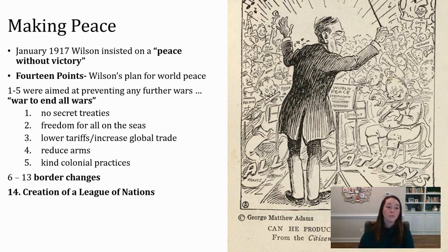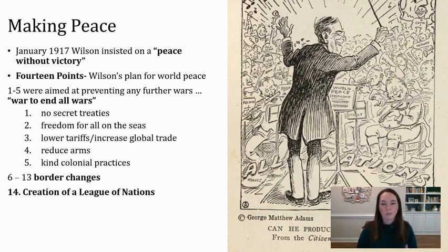The first 5 of his 14 points focused on creating an environment that would prevent something like this from happening again. Because remember, the things that led up to the war could have been easily prevented. So no secret treaties, freedom of the seas. They wanted to lower tariffs, and that's in line with Democratic policy, because if you're trading with these countries, you're less likely to go to war with them. We need to reduce arms, so attacking that militarism, and kinder colonial practices. That one is kind of funny because the United States now has protectorates and territories that we acquired. And so it was pretty radical.